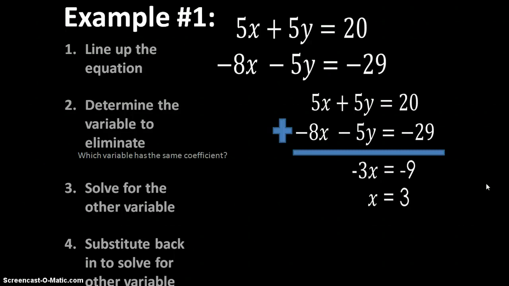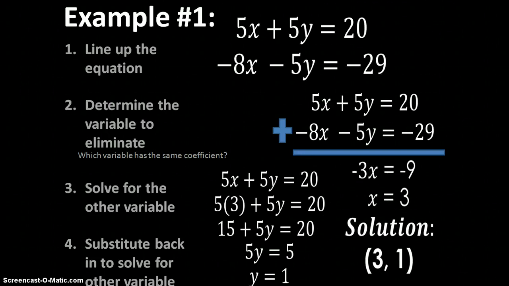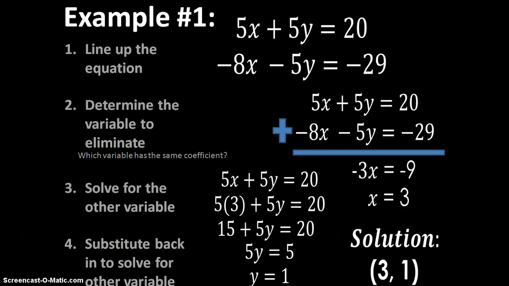Remember, our solution is always written as an ordered pair, so now we need to find our y value. You can pick either equation from the beginning to plug it in to find the y value. I'm going to pick the first equation because it has less negatives in it. So if I have 5x plus 5y equals 20, I know that my x value is 3, so I'm going to put 3 in for x and just solve. 5 times 3 is 15, and then I want to get y by itself, so I subtract 15 from both sides, so I have 5y equals 5, and then divide by 5 on both sides, so I have y equals 1. Now that I have an x and a y value, I know that my solution, x comes first, so it's 3 comma 1.